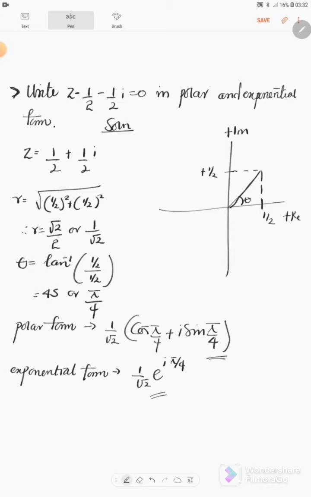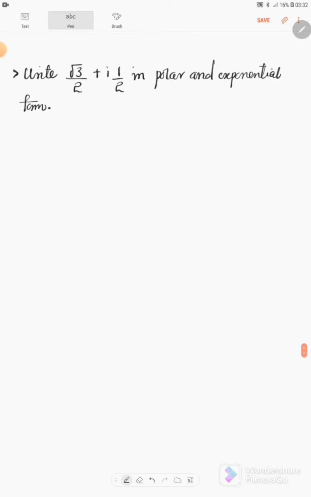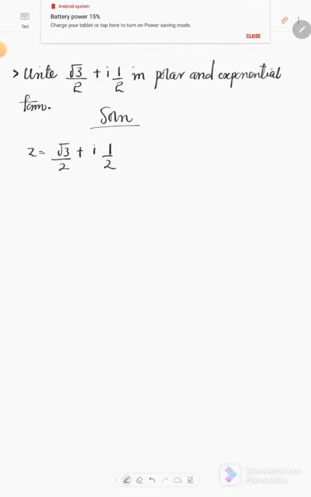Okay, moving forward, we have the next example: z equals root 3 over 2 plus i times 1 over 2. Oh, I didn't put z equals 2, but don't worry. From here we have the solution: z equals root 3 over 2 plus i times 1 over 2. Why is this one now in the first quadrant? Okay, well, we'll look at that. First quadrant. Now let's go.